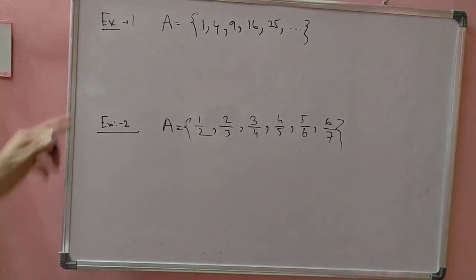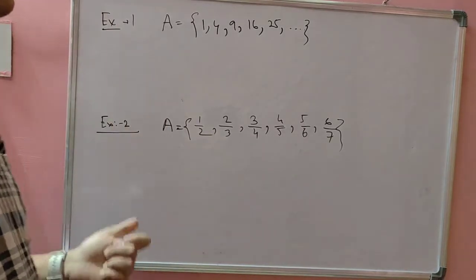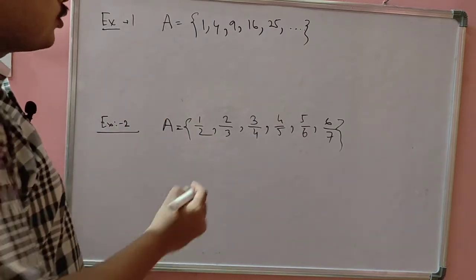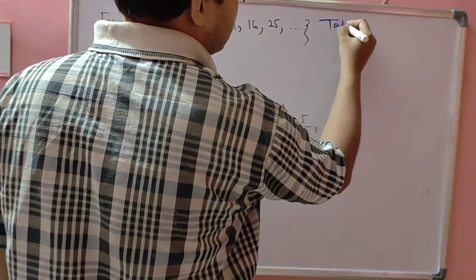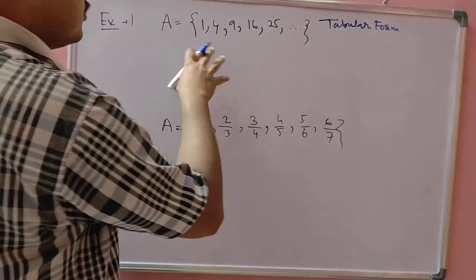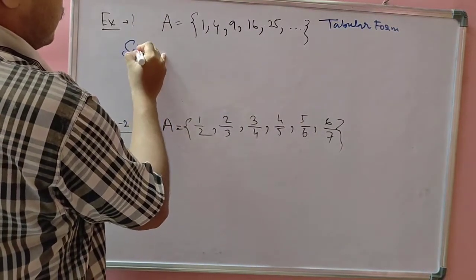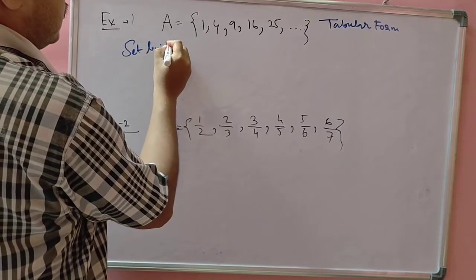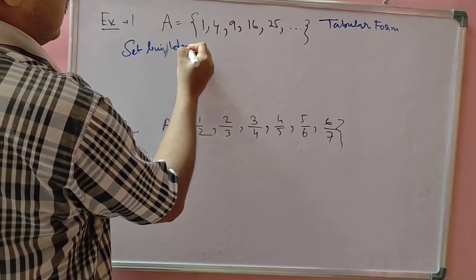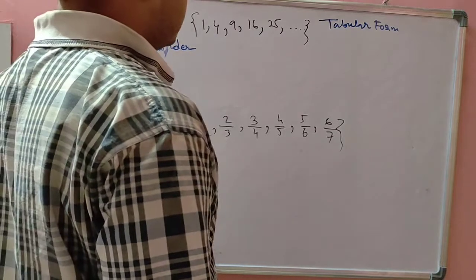By doing those two problems, we are ending this video. These are the two sets given in tabular form or roster form. So we have to convert these sets into set builder form. So how will we represent this?